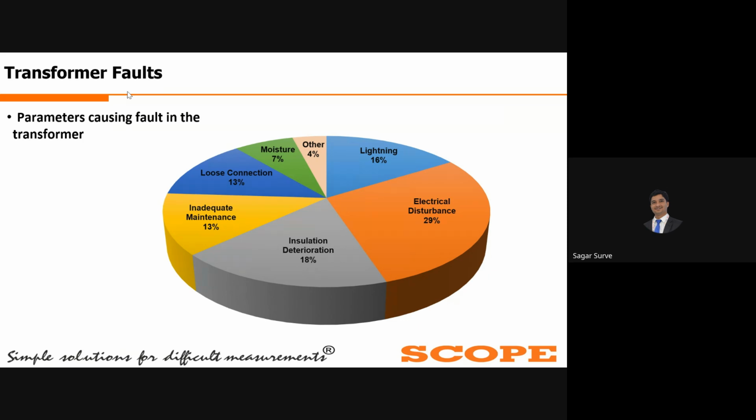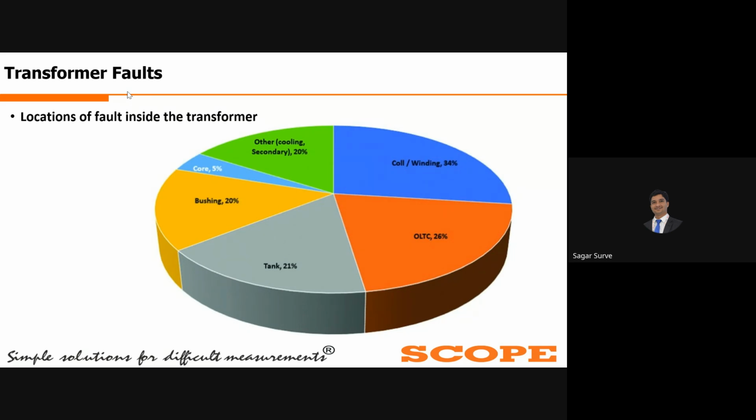And moisture will also play an important role in deteriorating the insulation. That can be the paper insulation, or your liquid oil insulation. So if moisture enters inside the transformer, it will affect the performance of the insulation. And atmospheric lightning is also one of the reasons causing faults in the transformer.